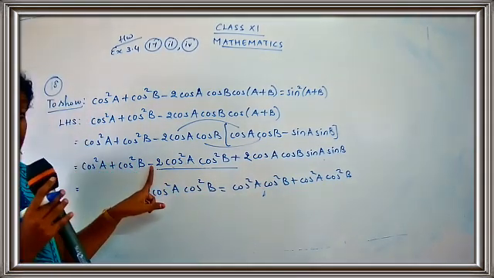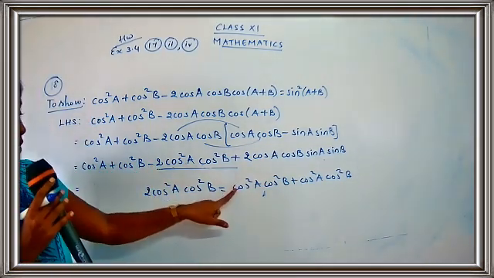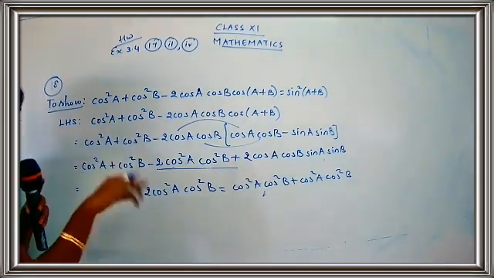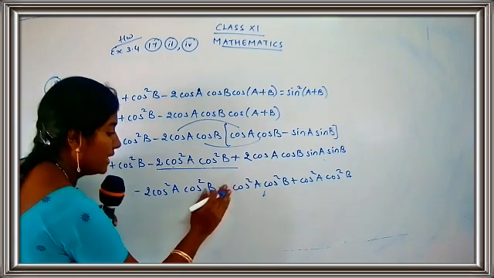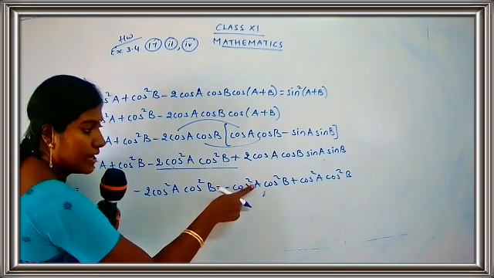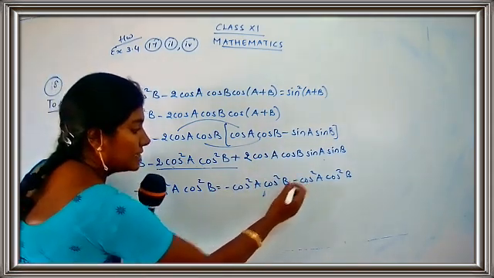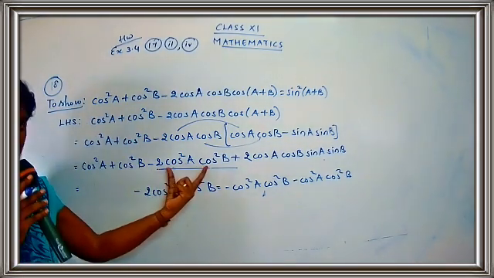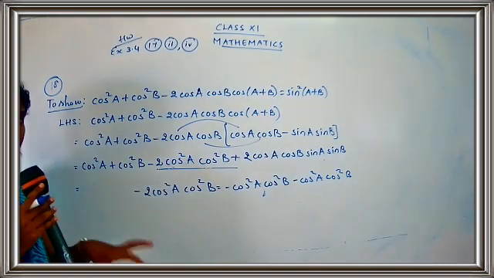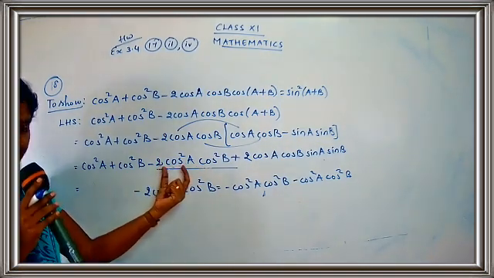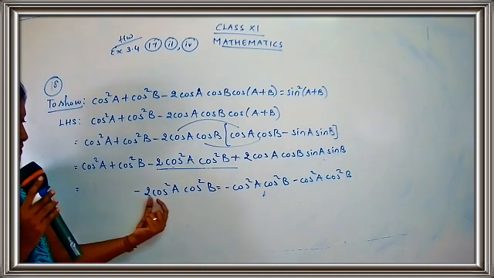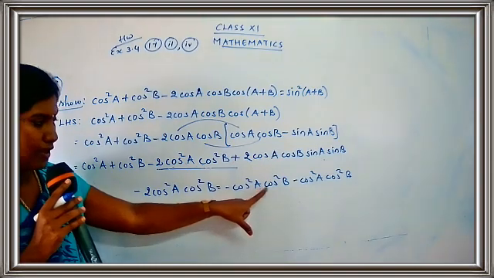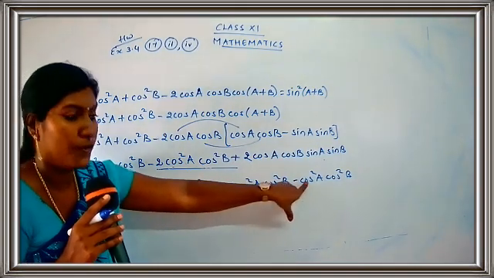Now here it is minus. When it is plus, I'll take cos square A cos square B plus cos square A cos square B. Now what is the term here? It's minus. So how to break this? You're going to break this as minus cos square A cos square B minus cos square A cos square B. We have to split it for a purpose. So minus 2 cos square A cos square B will be split as minus cos square A cos square B minus cos square A cos square B.